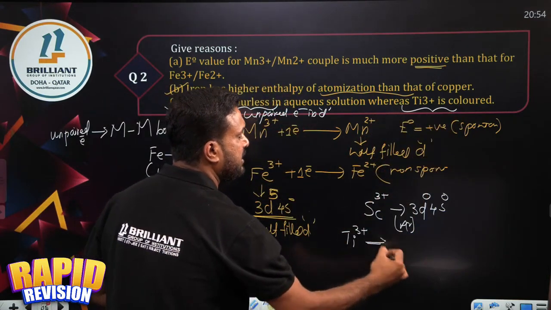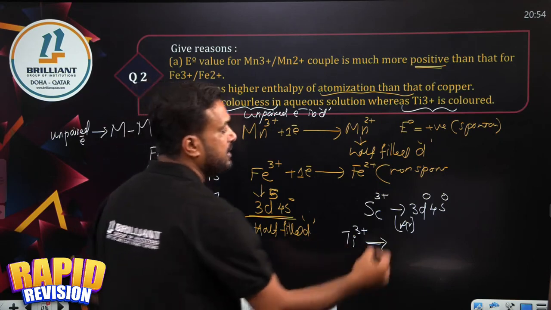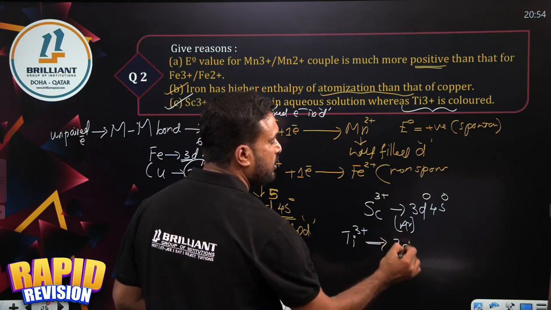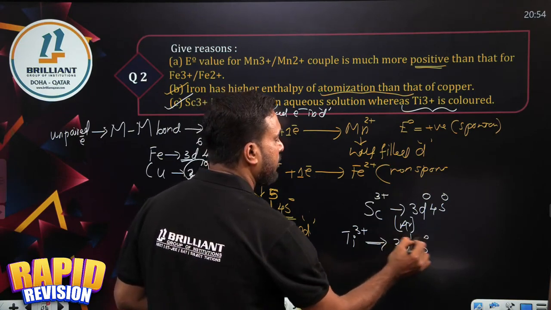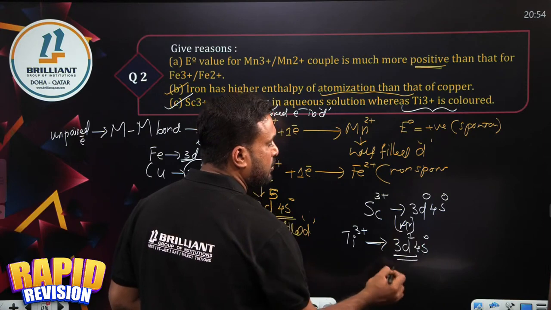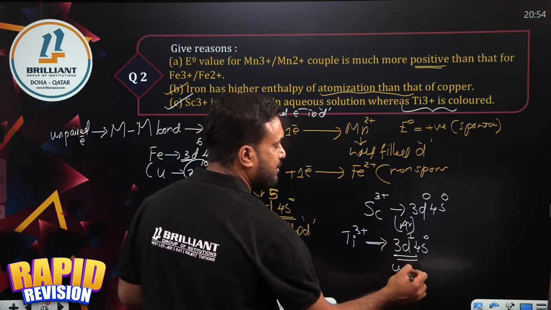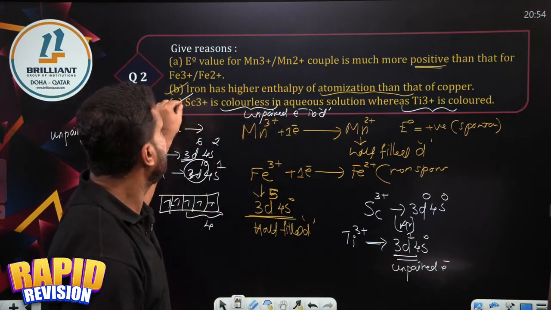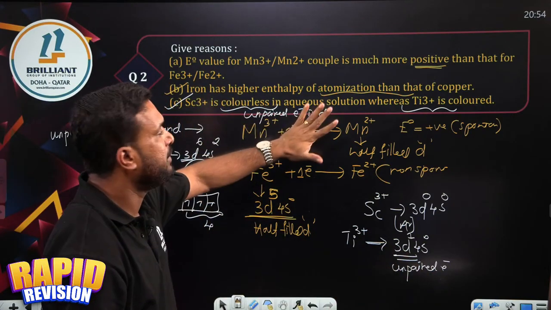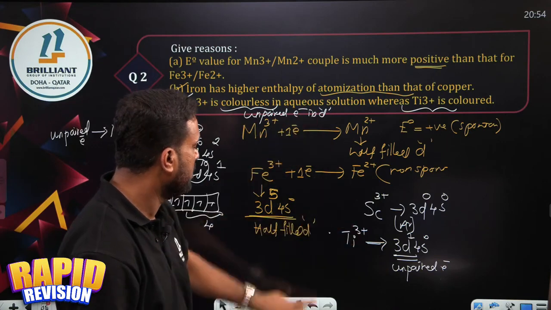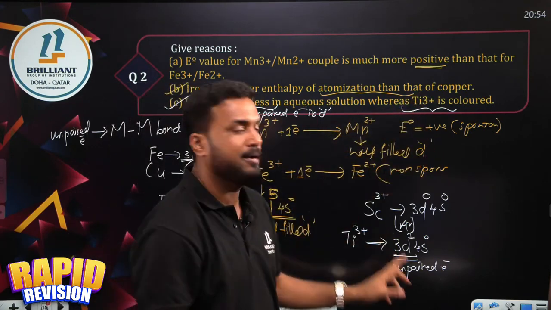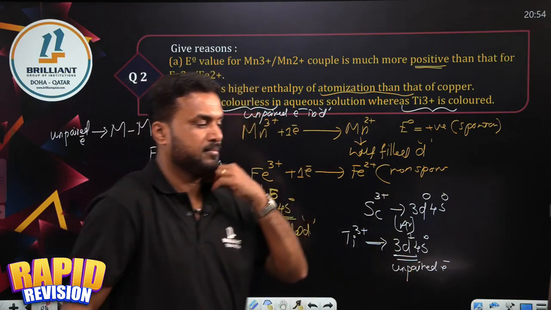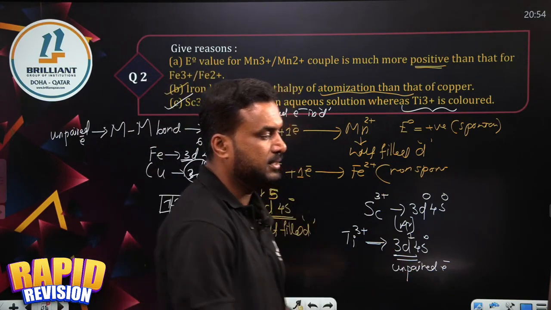What is the atomic number of titanium? Titanium is 22. General electronic configuration is 3d2 4s2. So 3 has gone, so it is 3d1 4s0. 3d1 means one unpaired electron is there. One or more doesn't matter. If an unpaired electron is there, definitely color will be there. So you have to say that scandium 3 plus has no unpaired electron, so no d-d transition, no color. This Ti 3 plus has one unpaired electron, so d-d transition, color. These points only. Yes, Nitin, correct.